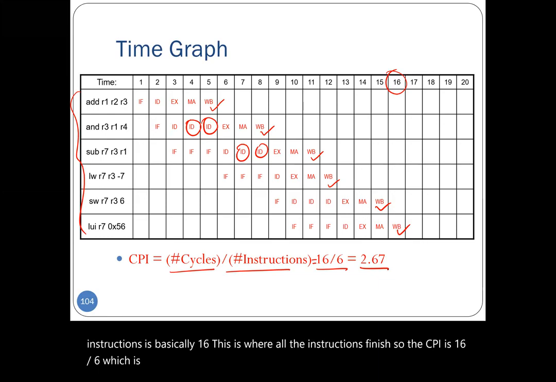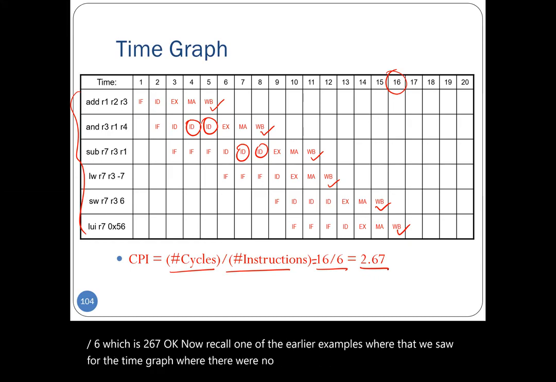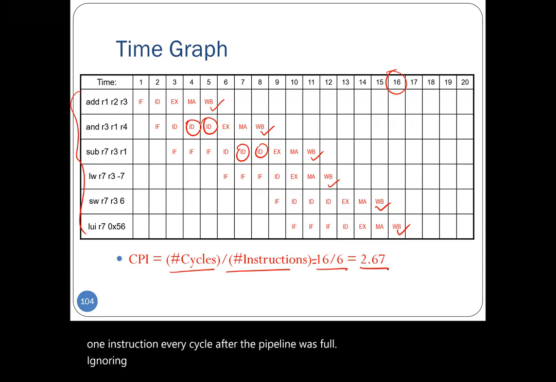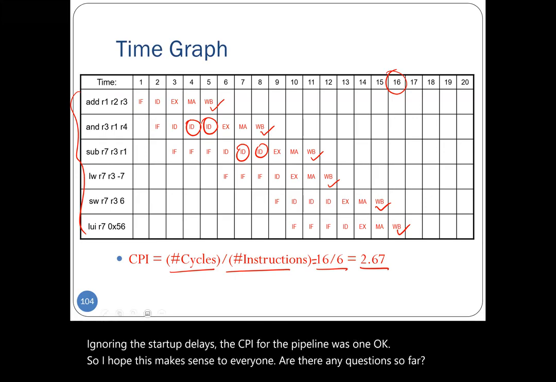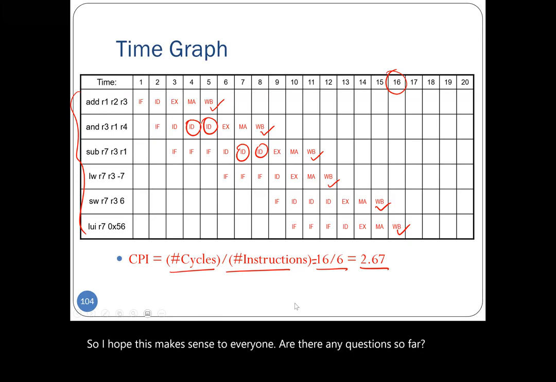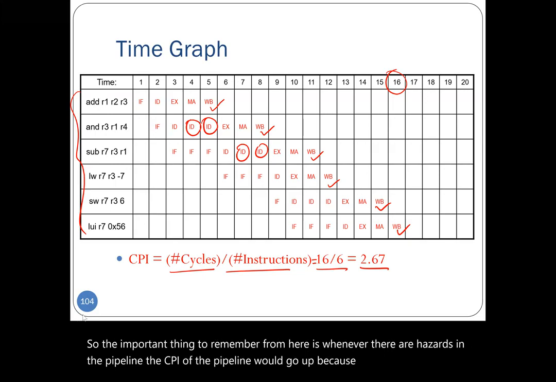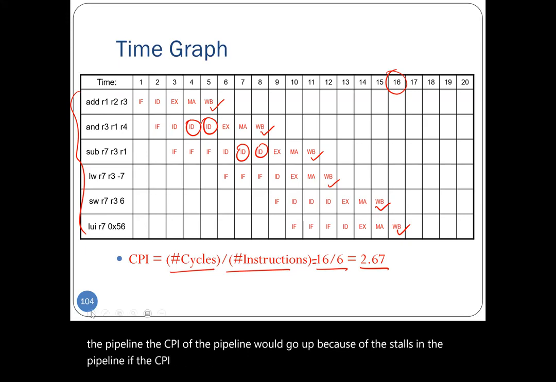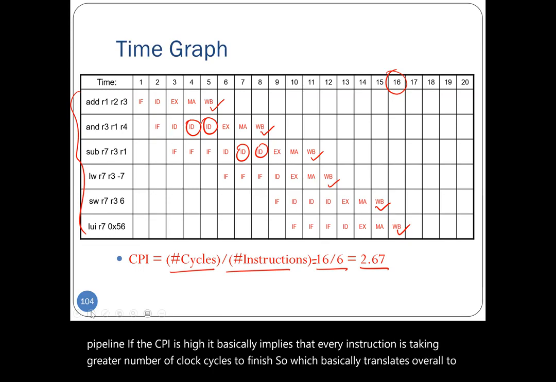Now recall one of the earlier examples that we saw for the time graph, where there were no data hazards, and we could finish one instruction every cycle after the pipeline was full, ignoring the startup delays. The CPI for the pipeline was 1. So the important thing to remember here is, whenever there are hazards in the pipeline, the CPI of the pipeline would go up because of the stalls. If the CPI is high, it implies that every instruction is taking a greater number of clock cycles to finish, which translates overall to a relatively slower execution of the program.